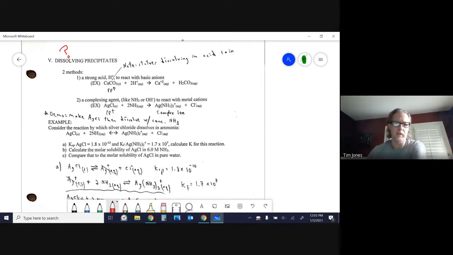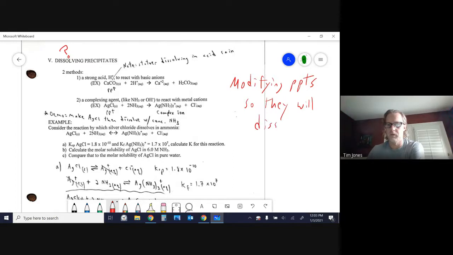What we are doing, and this might even be a better way to name this, would be modifying precipitates so they will dissolve. Now that's a long statement. So that's why I just chose to call this dissolving precipitates, but this is a better, more accurate title. Anyway, there are two common methods that we're going to look at. Number one here, number two here.